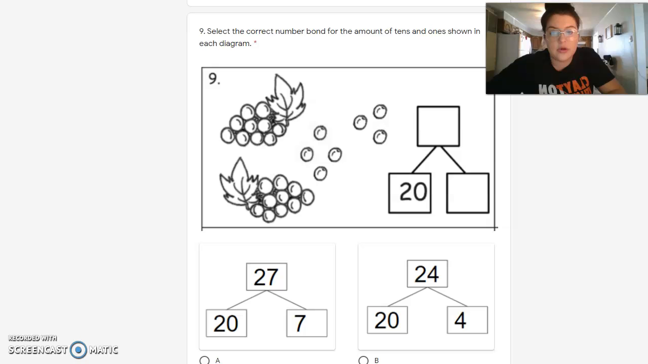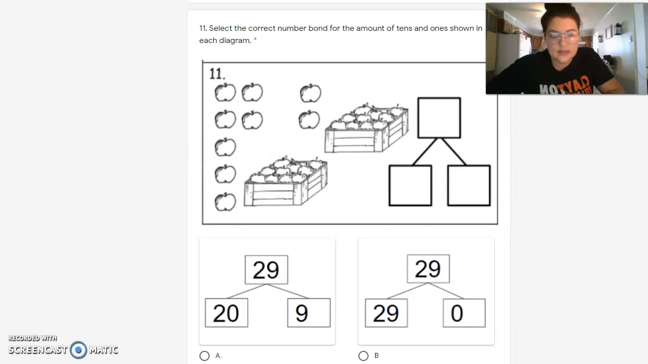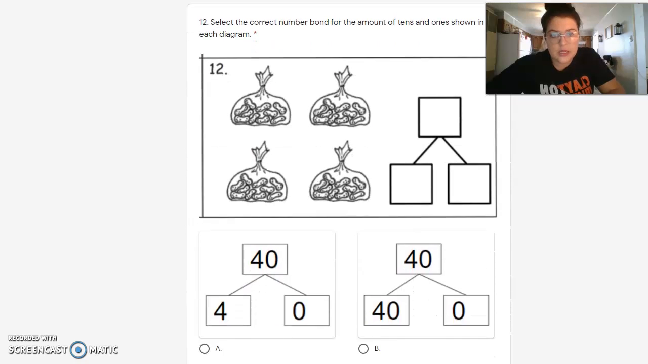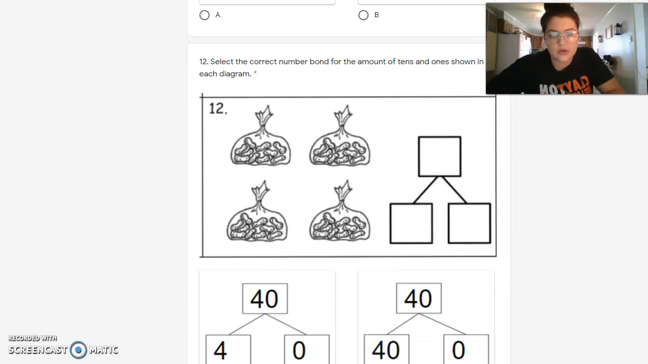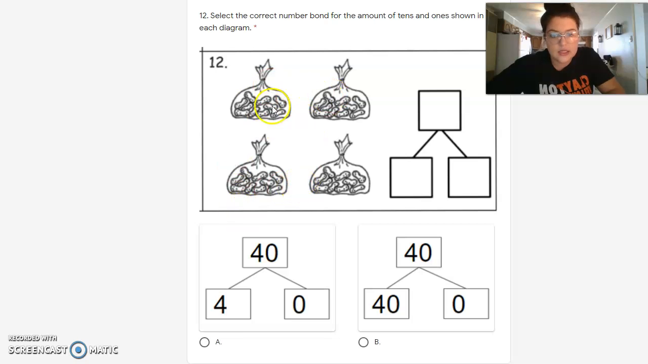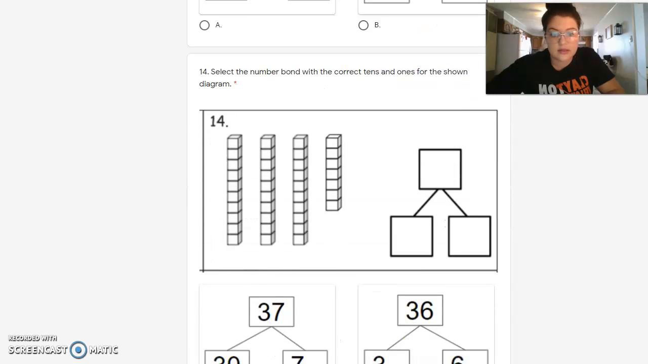And then on number 9 and 10, 11, and 12, and maybe all the way to the bottom. Yes, but on these you have objects. So 9 through 12, you have these objects. You have to count them, and then you have to select the correct number bond that shows the amount of objects in that. And then from 13 to 16, you're going to do your quick tens and ones in the cube format, okay? And then you're going to select the correct number bond for those, for the answer for those quick tens and ones in the cube format.